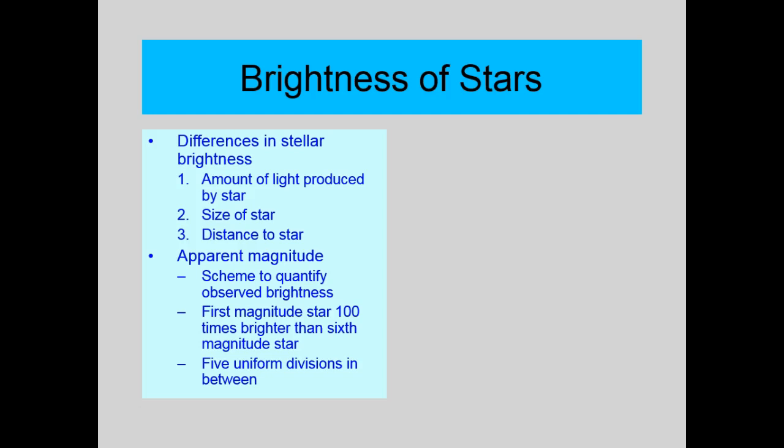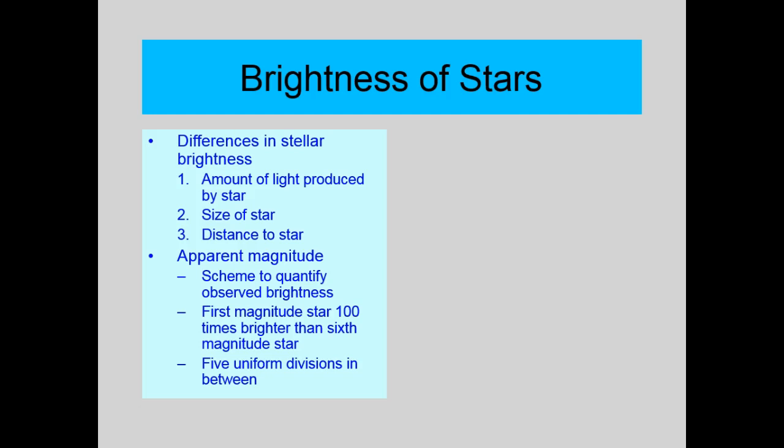Now these are the stars. Our sun doesn't fit in these because it's so huge, it just dwarfs them all because it's so close. There are 5 uniform divisions between them, about 20 times each one. Okay, 5 divisions, 20 times each. That gives you 100.